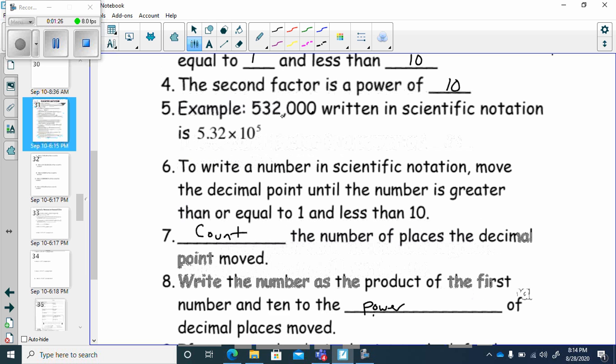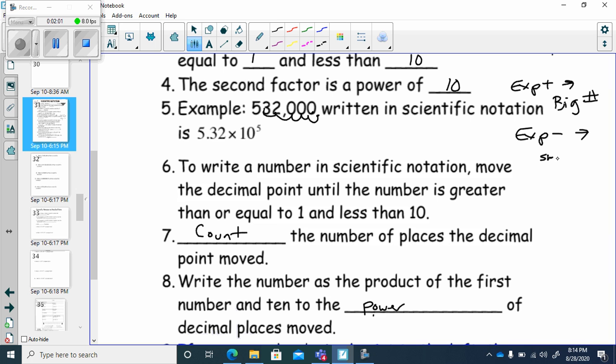An example would be 532,000 written in scientific notation, which is 5.32 times 10 to the 5th. Look, you know there's an understood decimal here. You'd move it 1, 2, 3, 4, 5 places to have 5.32 times 10 to the 5th. If the exponent is positive, it's a big number. If the exponent is negative, you get a small number, okay? Something less than 1. This is bigger than 1, that's less than 1.